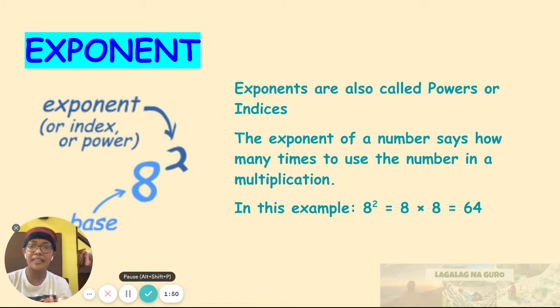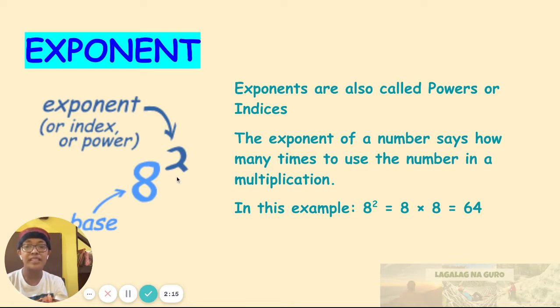Okay. So, what is an exponent? So, exponent is also called power or index. Okay, so the exponent of a number says how many times to use a number in a multiplication. So for our example, 8 squared. So your 8 here is your base and your 2 here is your exponent.